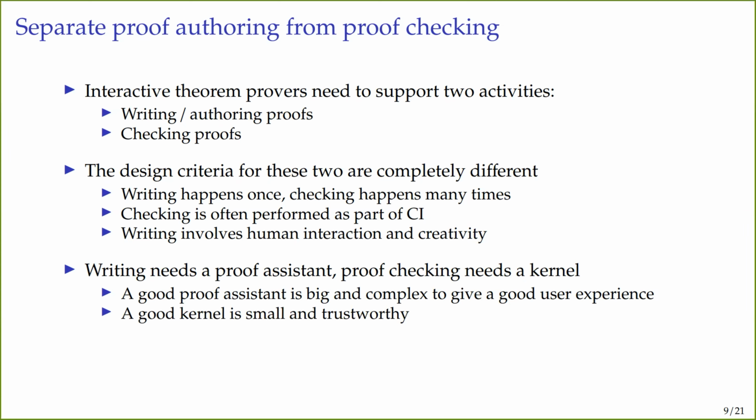Whereas a good kernel is small because in order for it to be trustworthy, you want to know that there are no bugs or as few bugs as you can. And the best way to make sure that there are no bugs, besides proving it correct, is having fewer lines of code to have bugs in. And ideally, it should also be fast and not resource intensive because of the whole CI thing.